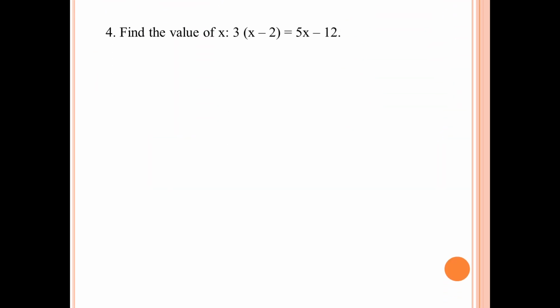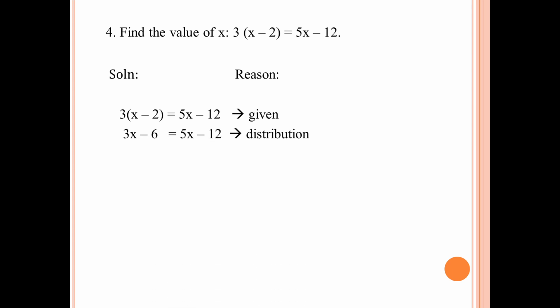Let's move with number 4. Okay, here find the value of x. 3 times x minus 2 equals 5x minus 12. Let us have solution and reason. Okay, first is, of course, bring down the given. And we're going to multiply 3 to the term inside the parentheses. So we have 3x minus 6, bring down 5x minus 12 by distribution.